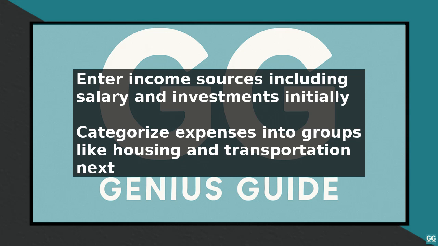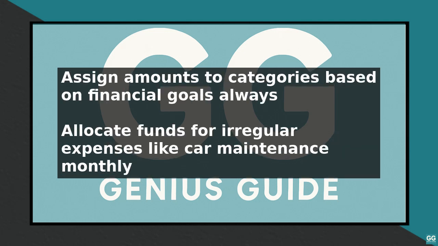For example, if you want to save for a down payment on a house, you can allocate a certain amount each month to a savings category. You can also set up funds for irregular expenses, such as car maintenance or property taxes, by allocating a small amount each month to a specific category.